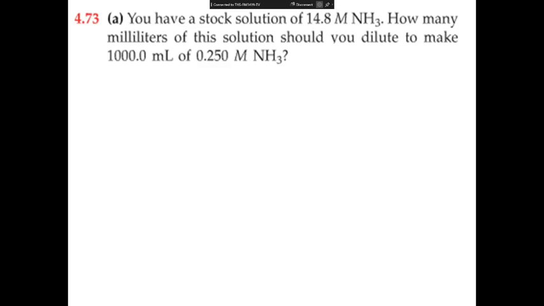Let's look at this. It says you have a stock solution of 14.8 molar NH3. So that NH3, just as we start seeing some of the same things over in this class, that's ammonia. So 14.8 molar ammonia is really strong. That's something that has to be kept in the fume hood for sure. How many milliliters of this solution should you dilute to make 1,000 milliliters of 0.250 molar NH3?